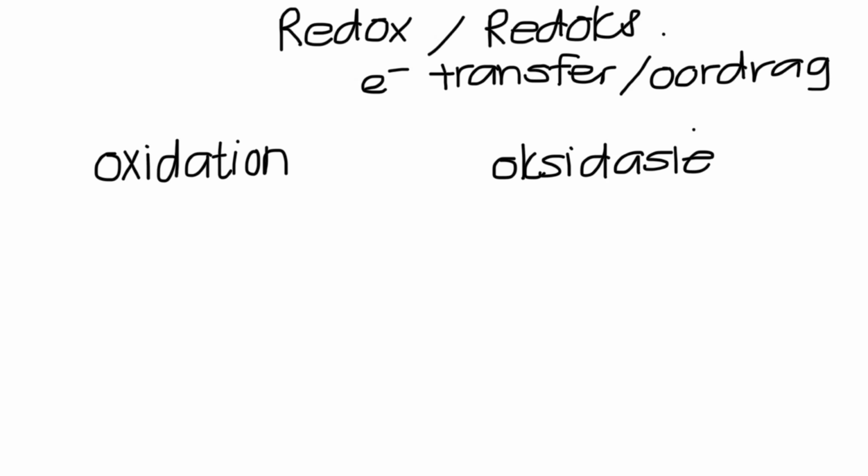If I look at the oxidation, the O in the oxidation is the one that I need to remember, because oxidation takes place when a subject or an atom or a metal or whatever it might be gives off electrons.